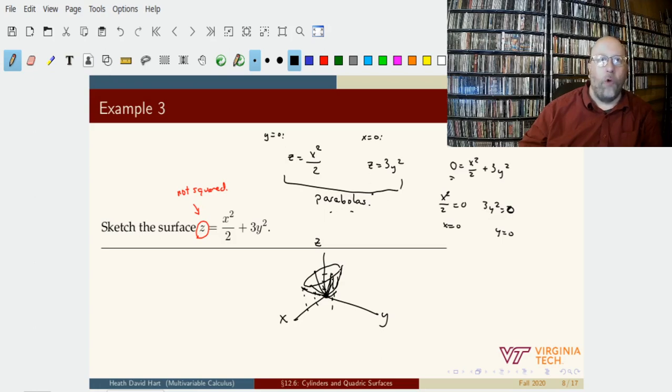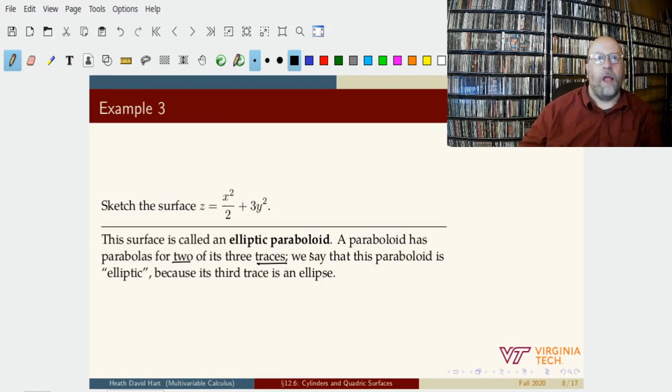So we had mostly parabolas. The majority, 2 out of 3, were parabolas. And so we named this for the shape that has the majority of its traces. It's a paraboloid because it's mostly parabolas for the traces. And the third trace is an ellipse. So we call it an elliptic paraboloid if we have to identify that third trace.